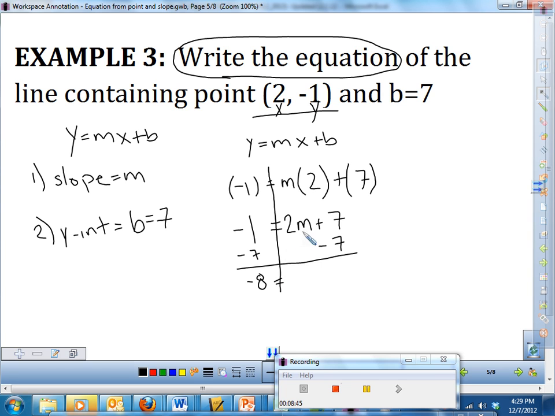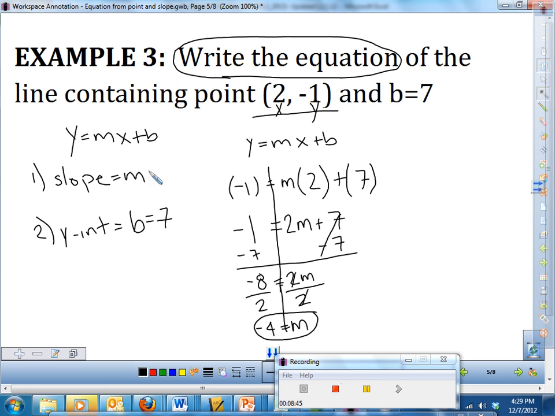I haven't done anything with my 2m yet, so I'm going to bring it down. And positive 7 minus 7 is 0, so that cancels. Now to get m by itself, I'm going to do the opposite of what's happening. In between 2 and m is multiplication. So to undo multiplication, I'm going to divide by 2. Negative 8 divided by 2 is negative 4. These 2's cancel out, and I'm left with m.